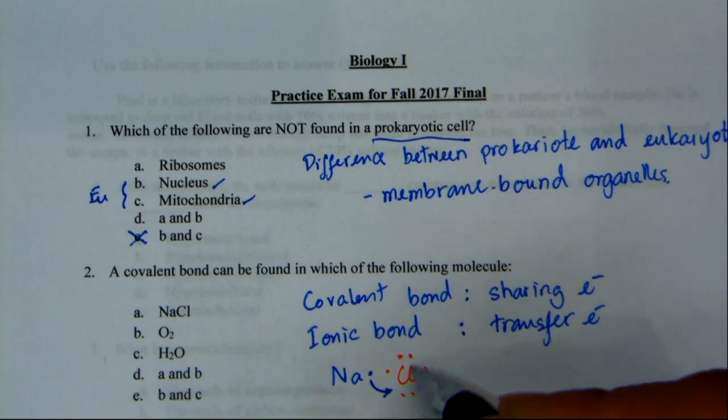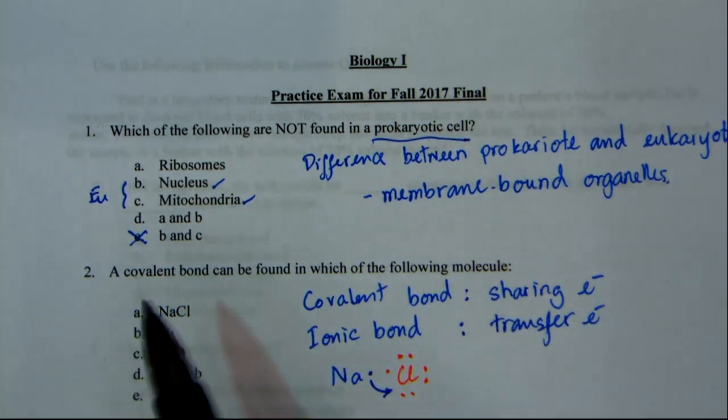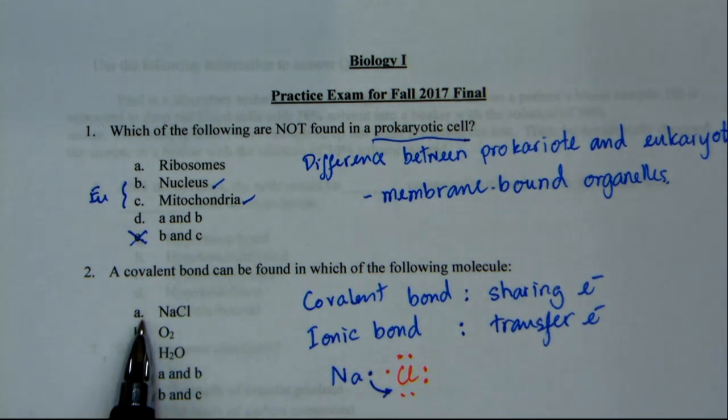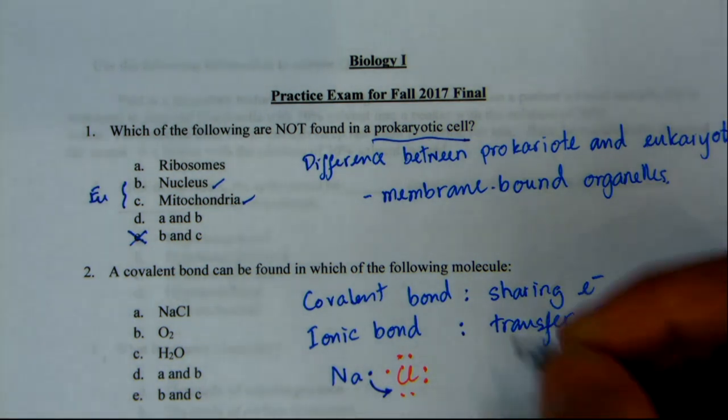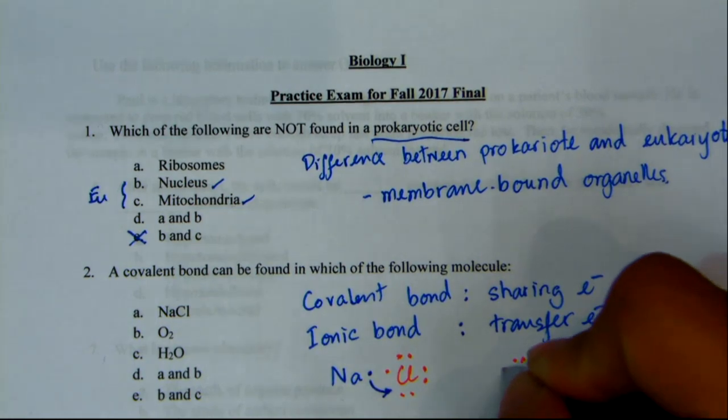So sodium chloride has the ionic bond. Okay, for oxygen, we have O2. Oxygen has 6, right?